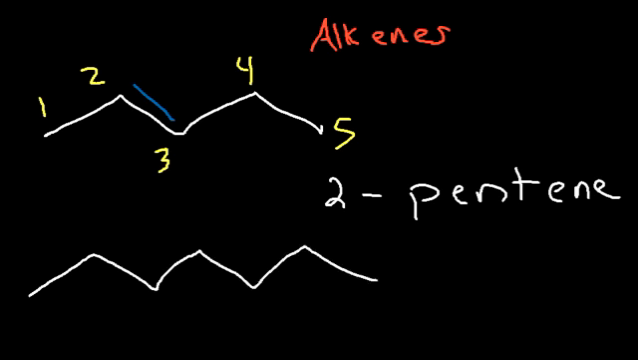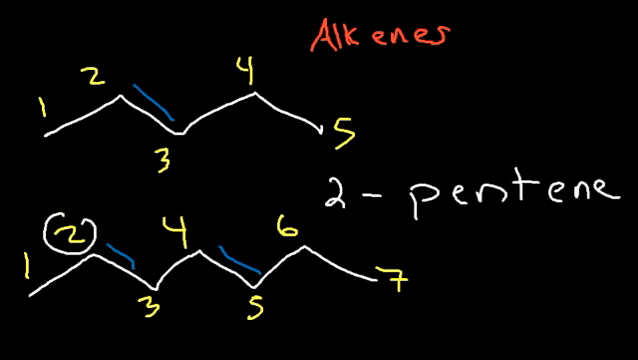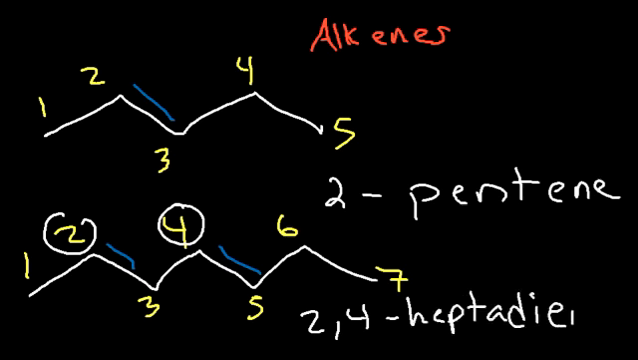Now, what if there's 2 double bonds? How would you name it now? So this is 1, 2, 3, 4, 5, 6, 7. So you won't use the double bonds on 2. It's between 2 and 3, but you have to pick the lower of the 2 numbers. So we have one on 2 and 4. So this is going to be 2, 4. And then instead of saying heptene, it's going to be heptadiene because there's 2 double bonds.